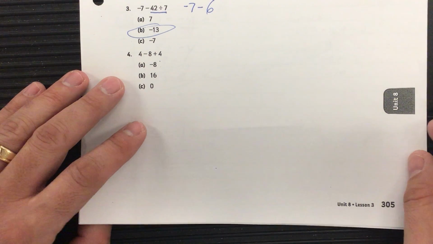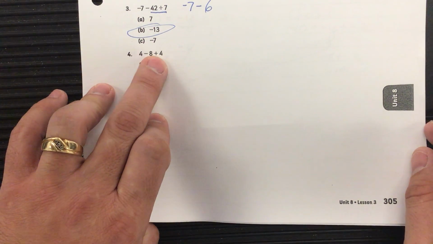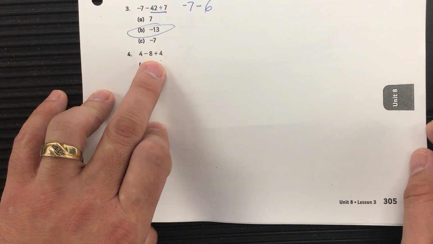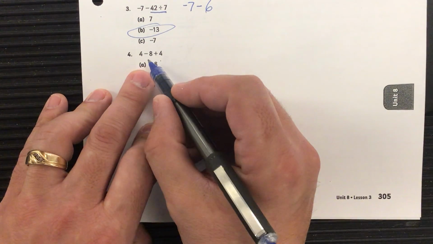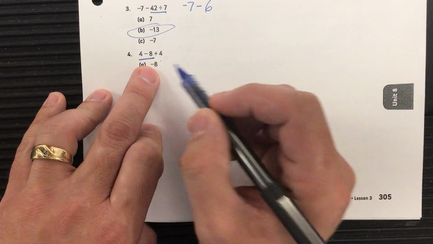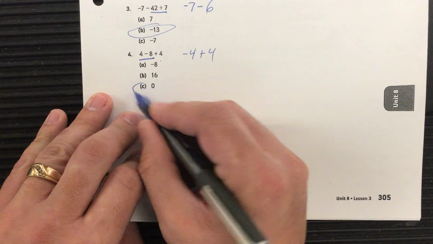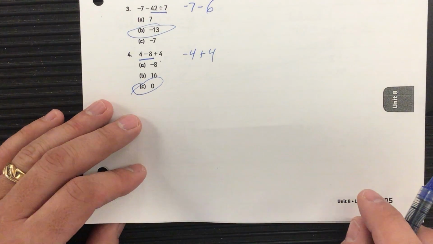Next one. Kira, what do you do first? Add. Yeah, well, we have to go left to right. Add and subtract are the same rule, basically. So what's 4 minus 8? Negative 4. Negative 4 plus 4. 0. Correct. 0.